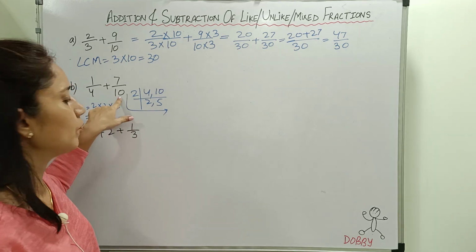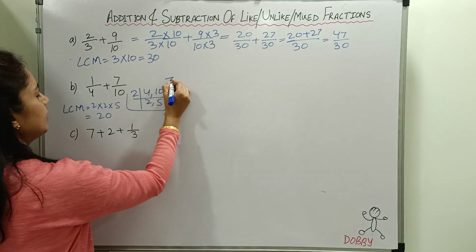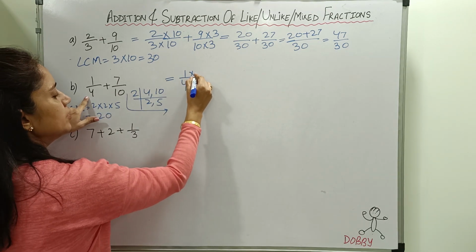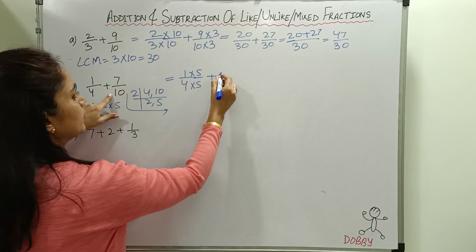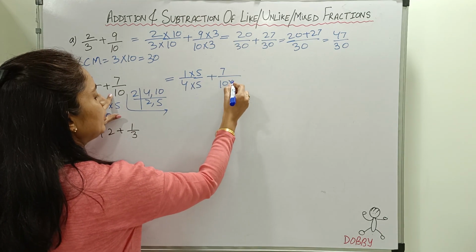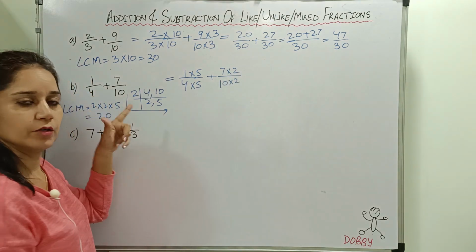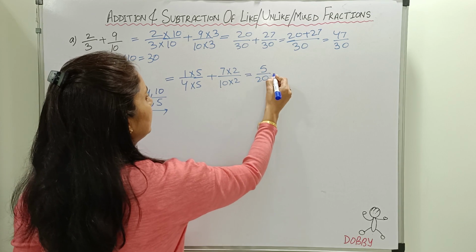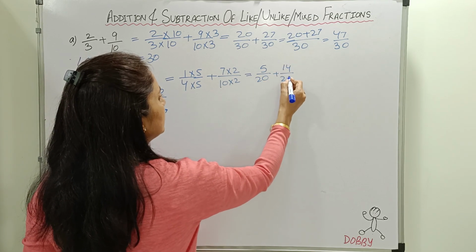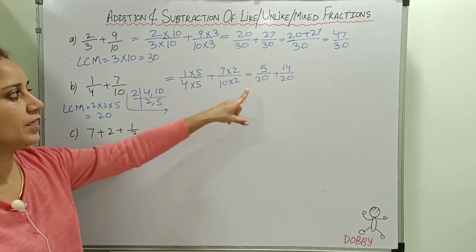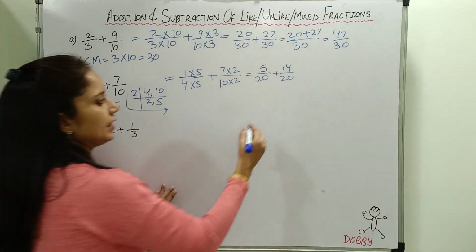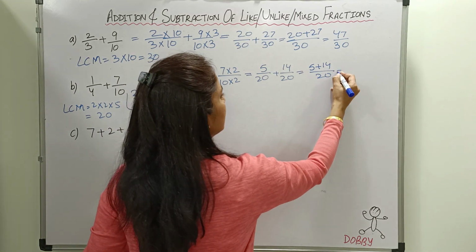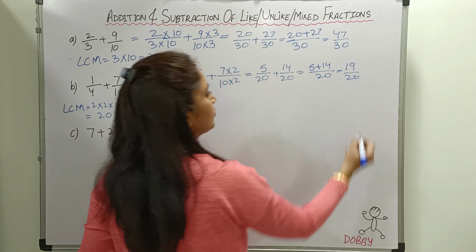Means we have to make denominators as 20. Let us start. First fraction 1 upon 4 multiply by 5 will give us denominator 20. 7 upon 10 multiply by 2 will give us denominator 20. Solve them. 5 ones are 5, 5 fours are 20, 7 twos are 14, 10 twos are 20. Both the fractions have turned into like fractions. Now just directly add them. 5 plus 14 upon 20 gives us 19 upon 20.